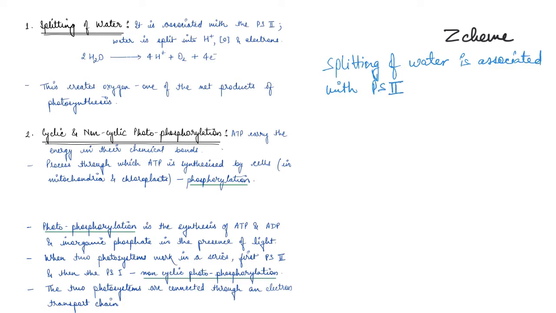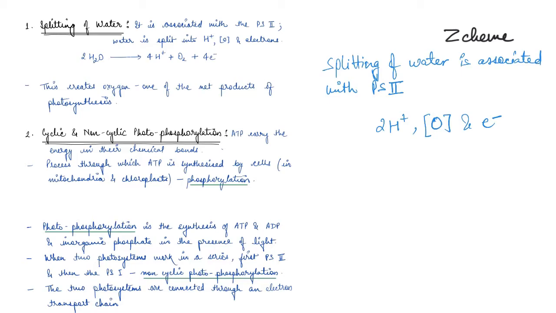Now what happens? Water splits into 2H plus, O and electrons. And these electrons are needed to replace the electrons which are removed from photosystem 1 and are provided by photosystem 2 again and again. This process keeps on going.